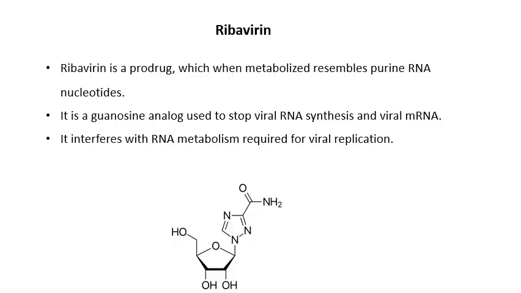Ribavirin. Ribavirin is a prodrug which, when metabolized, resembles the purine RNA nucleotide. It is a guanosine analog used to stop the viral RNA synthesis and viral mRNA. It interferes with the RNA metabolism required for viral replication.